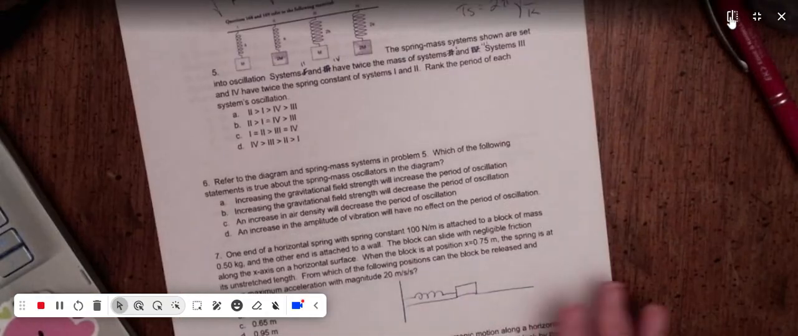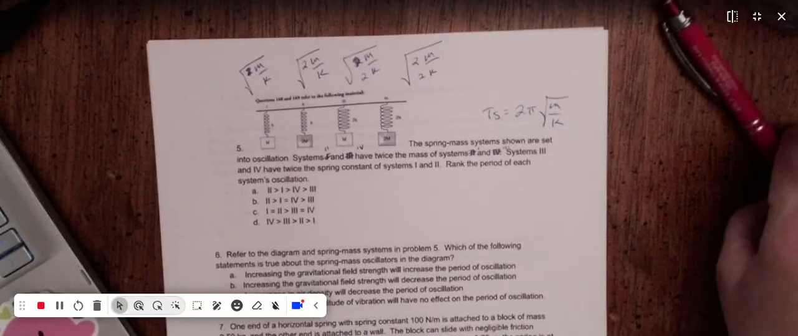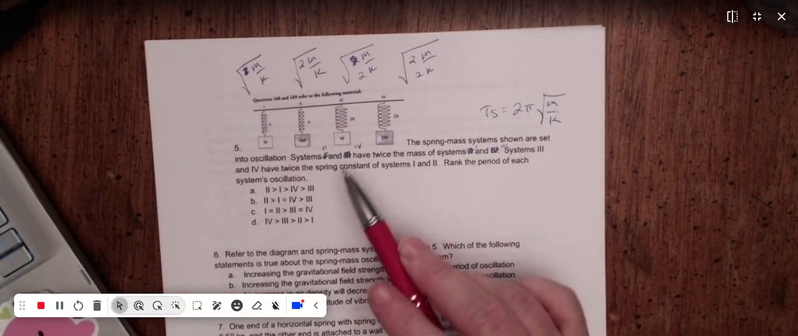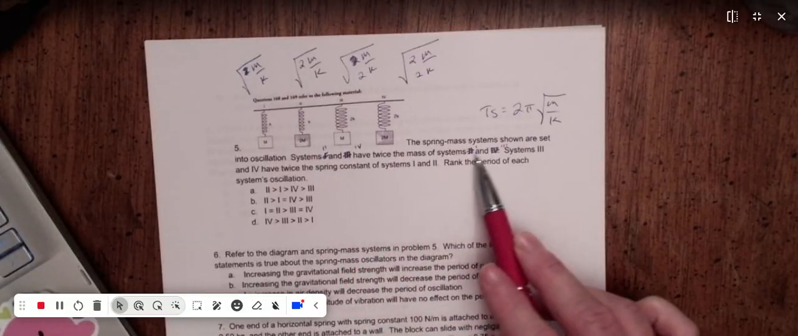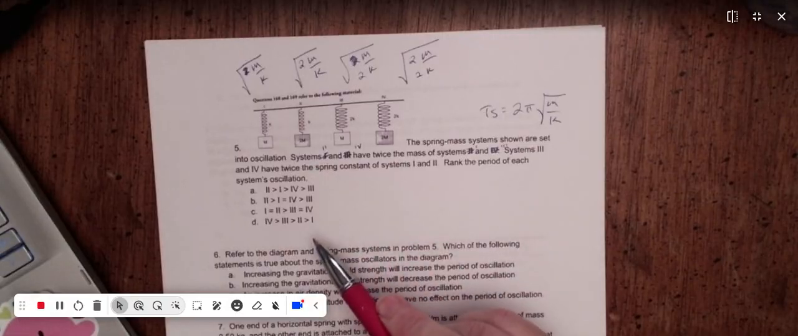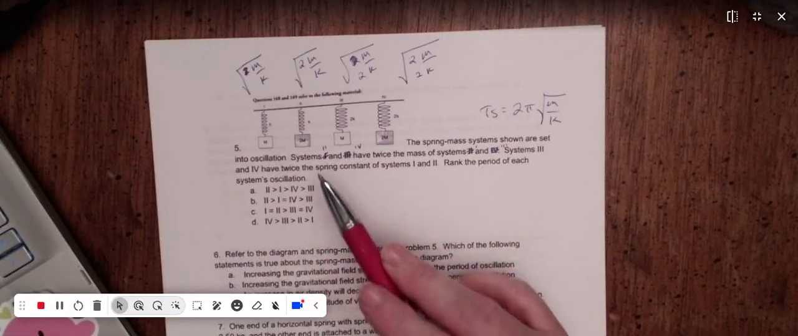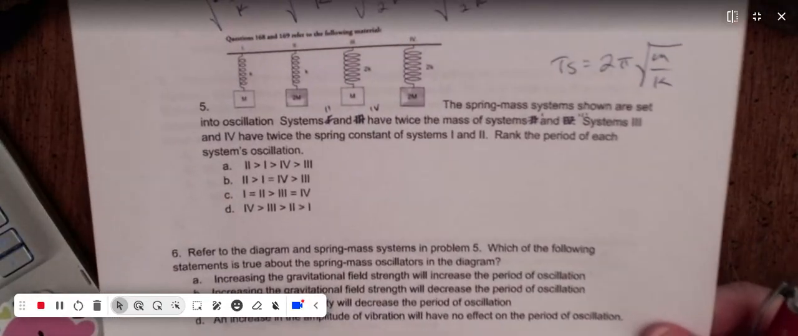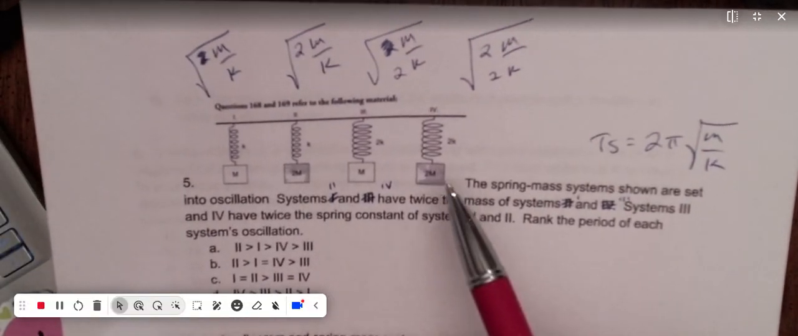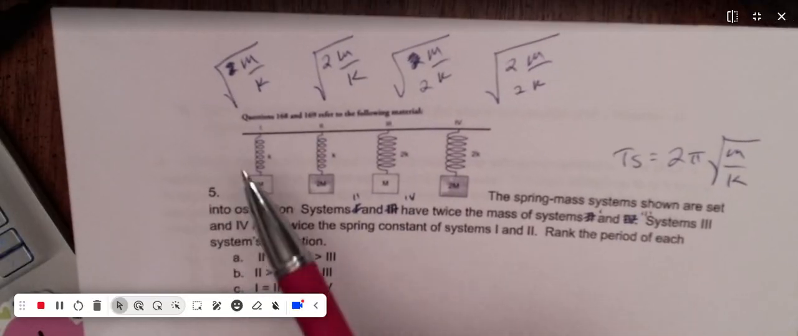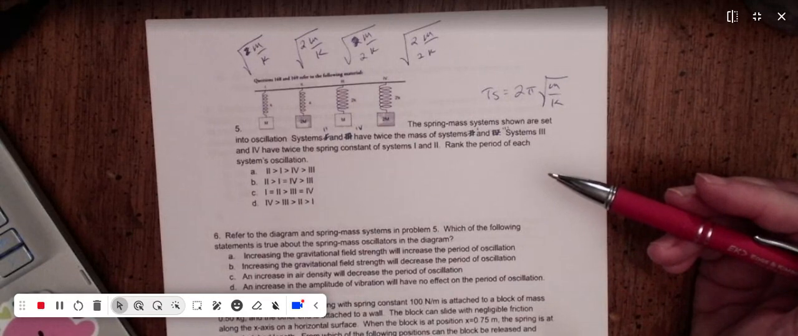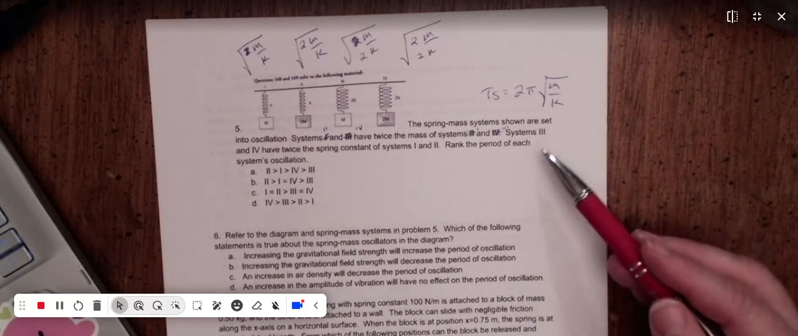Alright, I figured out what happened with this problem. When I was typing the question in, I messed up the sentence. So 2 and 4 have twice the mass of 1 and 3. You can see that from the diagram. These are 2m, and these are just 1m. I just messed up when I retyped this in from the book. There's a problem book I got this from.